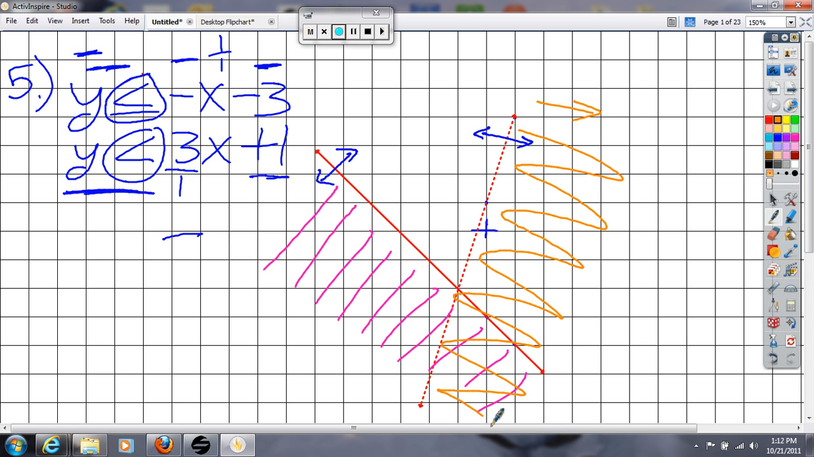And where's our overlap? Our overlap is all of this. Not this section down here. And that's our answer. That's our graph. Okay? So that's number 5. We're going to go to number 6.